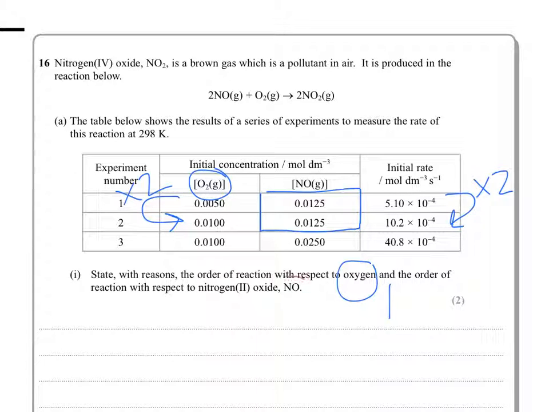For your nitrogen monoxide though, this time you're looking for the nitrogen monoxide to change and the oxygen to be constant, so comparing 2 and 3. When the nitrogen monoxide doubles in concentration, the rate actually quadruples. So any change in concentration has a squared effect on the initial rate. That means it is second order with respect to nitrogen oxide.